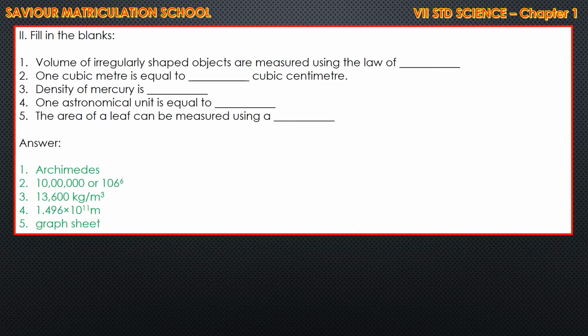Answer is 13,600 kg per cubic meter. Then fourth one, astronomical unit is equal to 1.496 into 10 to the power of 11 meter. Fifth one, the area of a leaf can be measured using a dash. Answer is graph sheet.